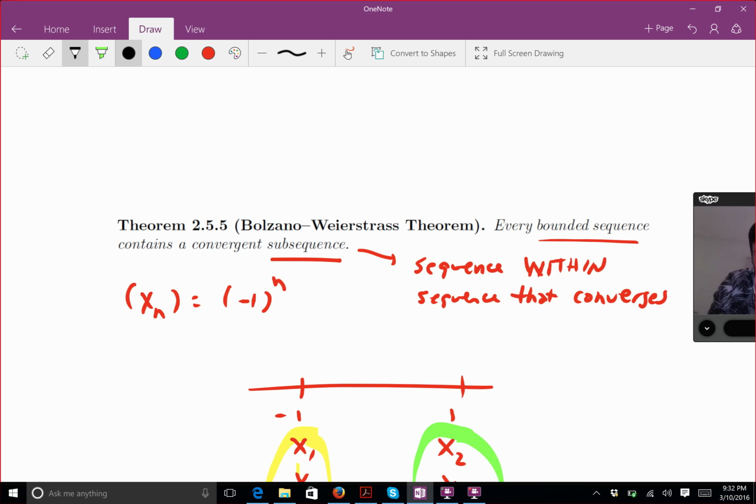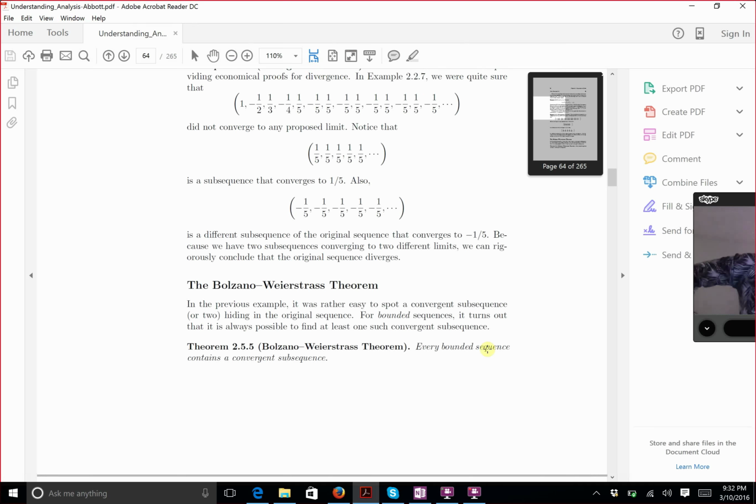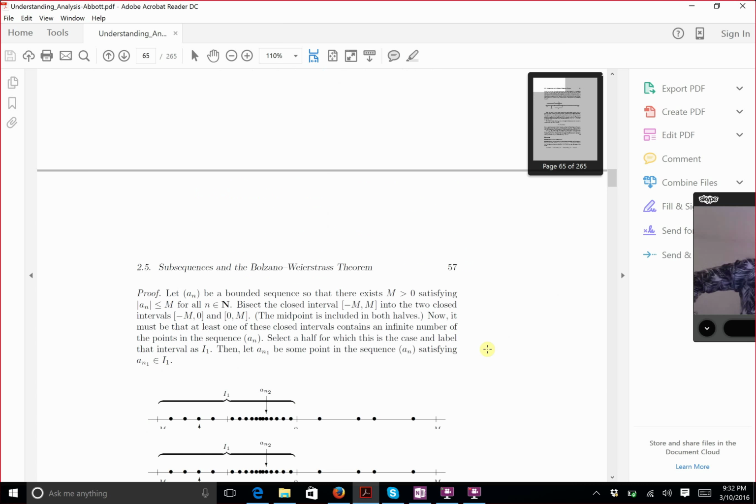Okay. So these are the main theorems that we really have to understand. Very important.